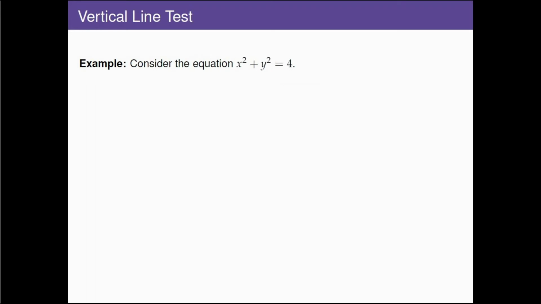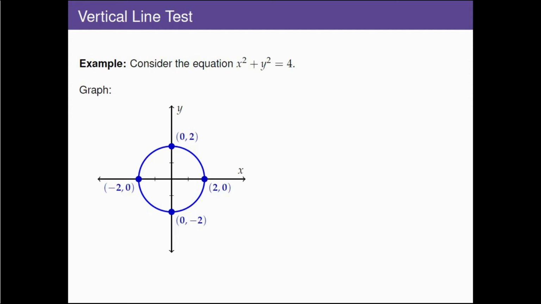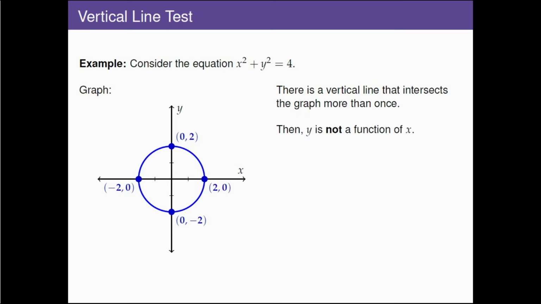Next, we consider the equation x squared plus y squared equals 4, which we have graphed as follows. If we look at the y-axis, which is a vertical line, it will intersect the graph in 2 points, (0, 2) and (0, negative 2). So there is a vertical line that intersects the graph more than once. So y is not a function of x.